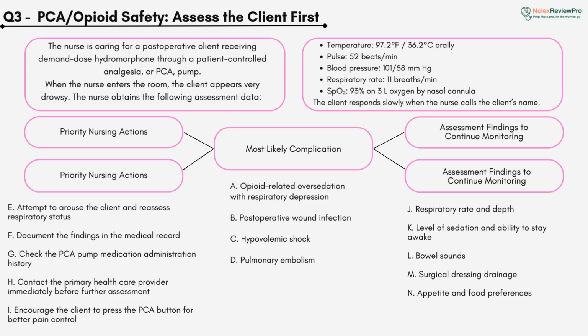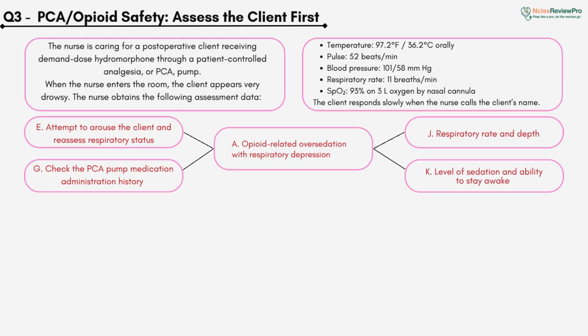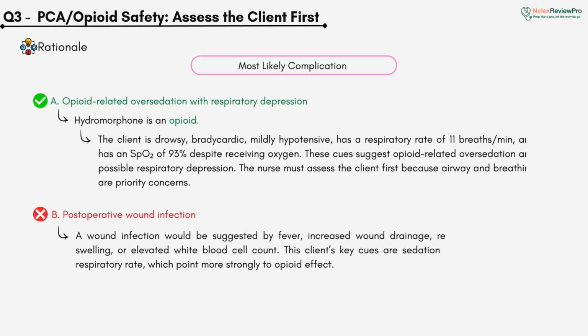All right, let's break this down. The correct answers are: for the most likely complication, Option A, opioid-related oversedation with respiratory depression. For priority nursing actions, Option E, attempt to arouse the client and reassess respiratory status, and Option G, check the PCA pump medication administration history. For assessment findings to continue monitoring, Option J, respiratory rate and depth, and Option K, level of sedation and ability to stay awake. Now let's walk through the reasoning for every option.